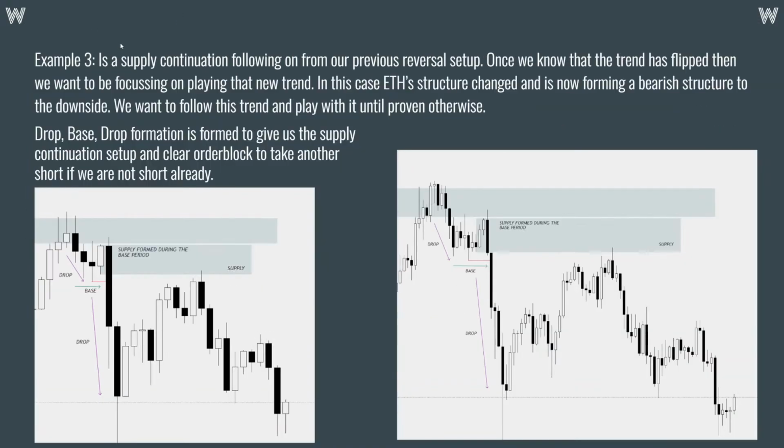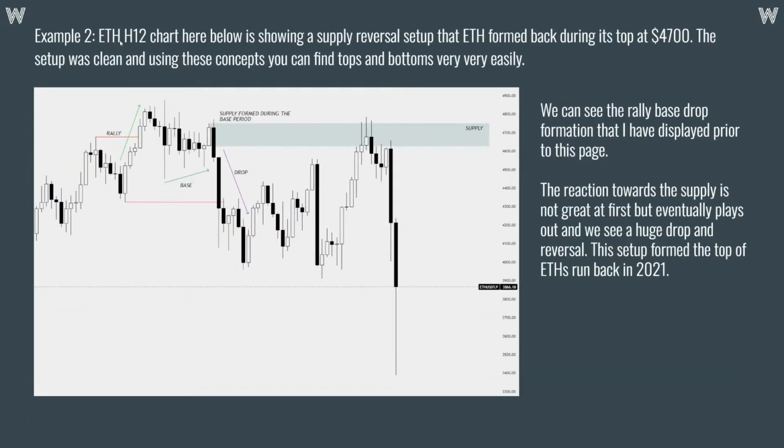Example 2, there's only a couple more examples. Example 2, ETH H12 chart here below showing a supply reversal setup that ETH formed back during its top at 4,700. So this setup actually marked the top for ETH using this simple concept, right? Back in 2021.